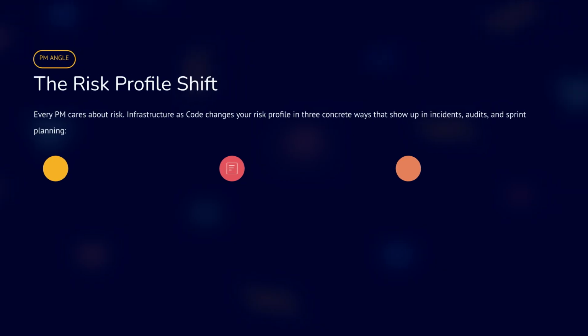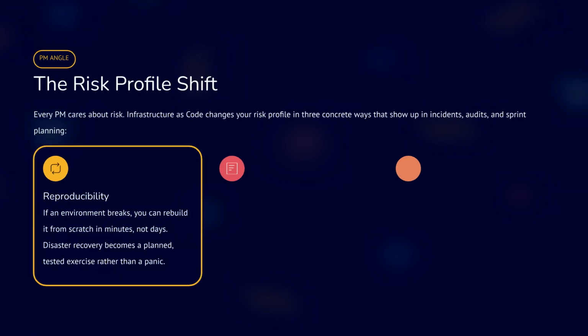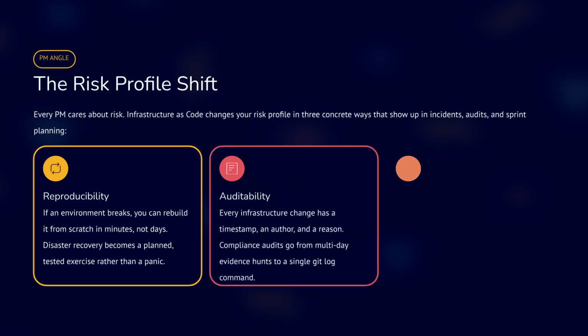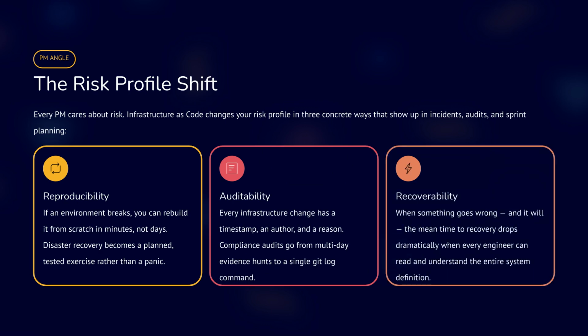Infrastructure as code fundamentally shifts the risk profile. It enables reproducibility, meaning environments can be rebuilt in minutes. Auditability, since every change is logged, and dramatically improved recoverability when incidents occur.